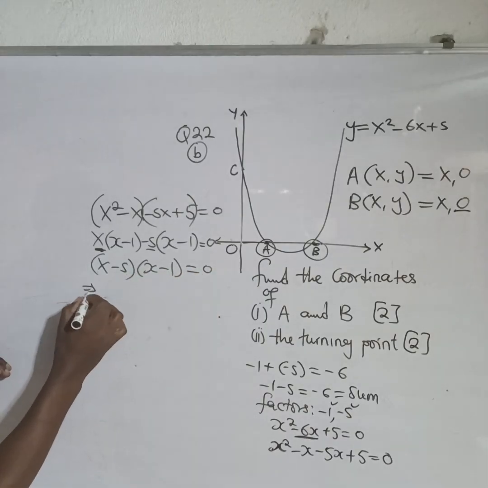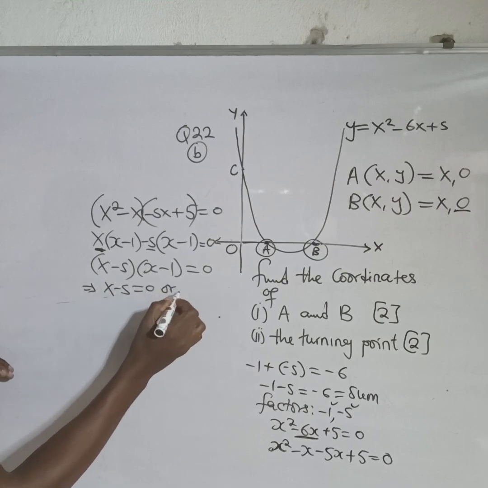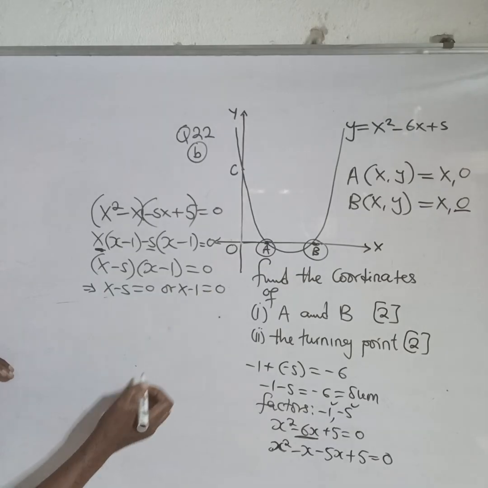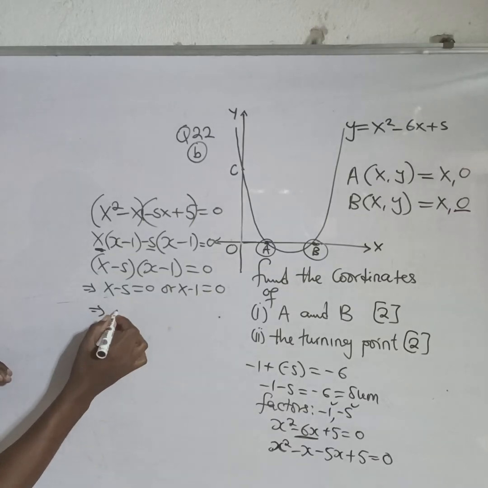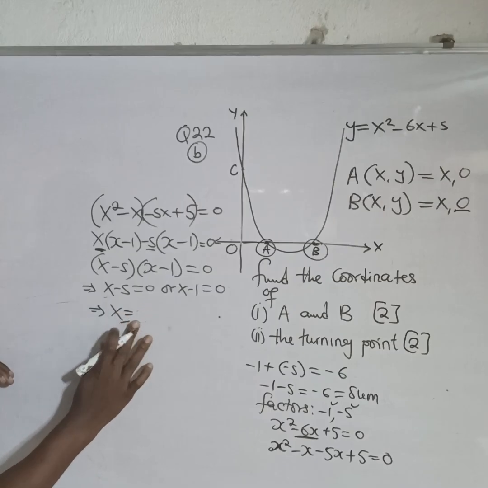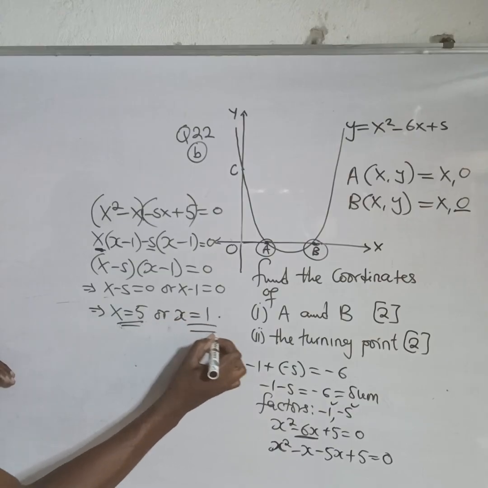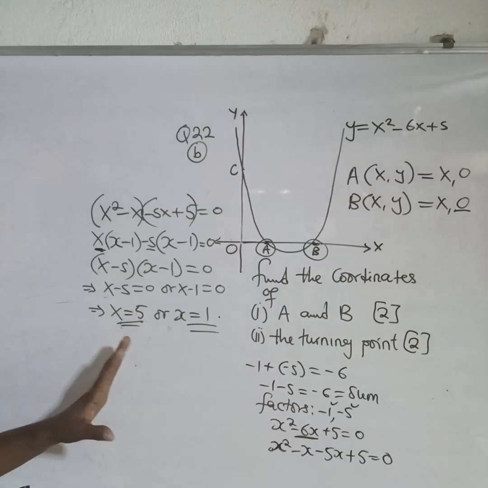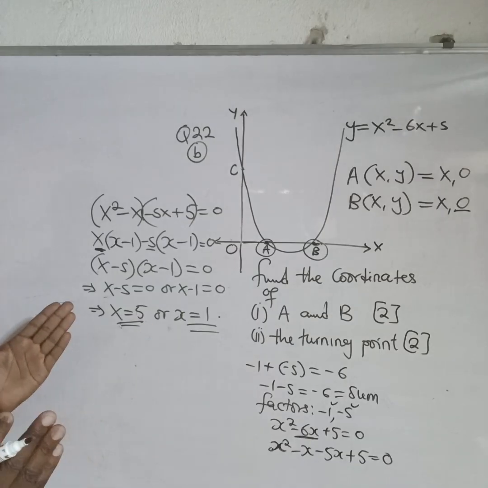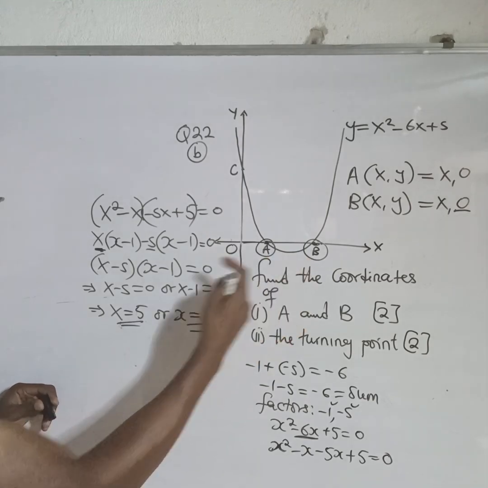And then from there we are going to say x minus 5 equals to 0, or x minus 1 equals to 0. Then we make x the subject, so this one goes there, x is 5, or x equals 1. So now we have been able to find the values of x. These values of x are the ones that you're going to put on A and B.